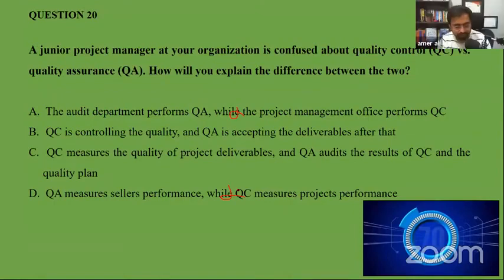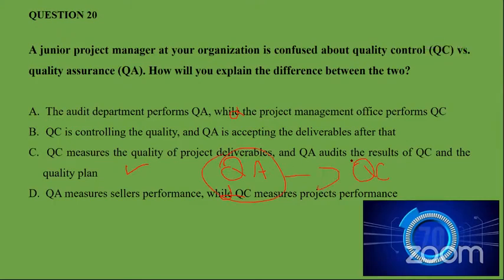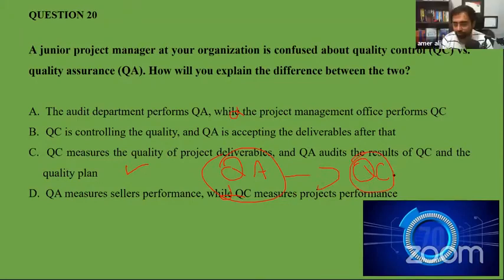Well done, well done. So this was the confusion you guys had. Quality assurance actually overlaps quality control. Quality control is all about checking the project deliverable. Quality assurance is the audit. It checks the effectiveness, whether the plan is being implemented or not in both processes. So quality assurance takes over both of these processes. So this answers that query that most of you were having throughout the project.